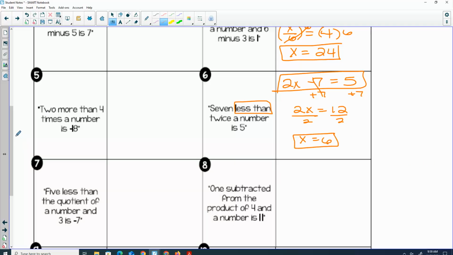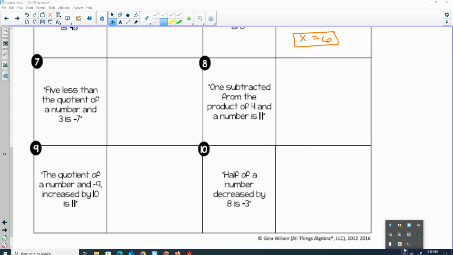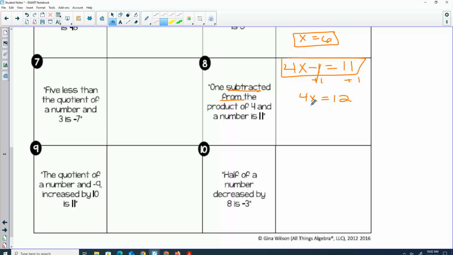I want you guys to try 8 and 10 for me. Write the equation and solve it. 1 subtracted from. Subtracted from is a turnaround phrase, so we have a minus 1 at the end. The product, so we are multiplying 4 and a number. So 4x minus 1 equals 11. So to solve, we add the 1. Divide by 4. We get x to equal 3.